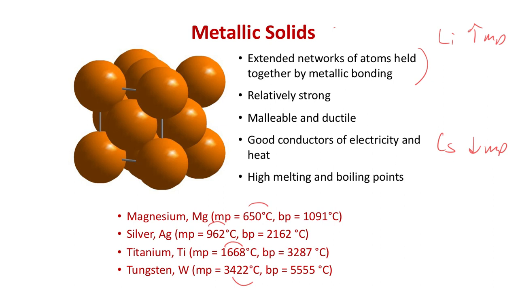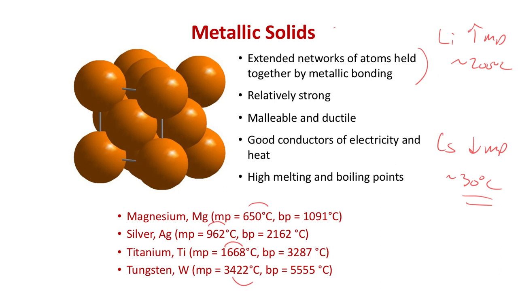And so lithium's melting point is around 200 degrees C, and cesium's melting point is only around 30 degrees C. So just because it's a metal doesn't make its melting point super high, though a lot of metals can have really high melting points. So for melting point trends, generally the melting point decreases as you go from top to bottom.